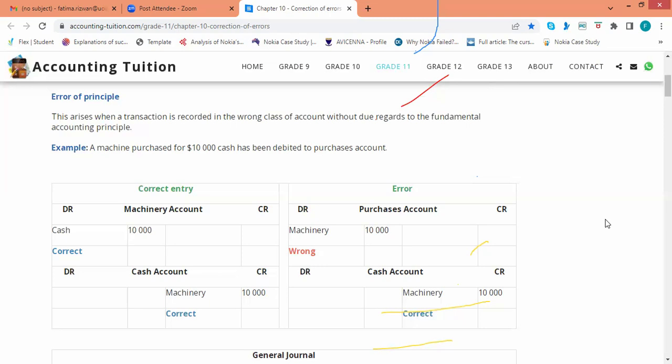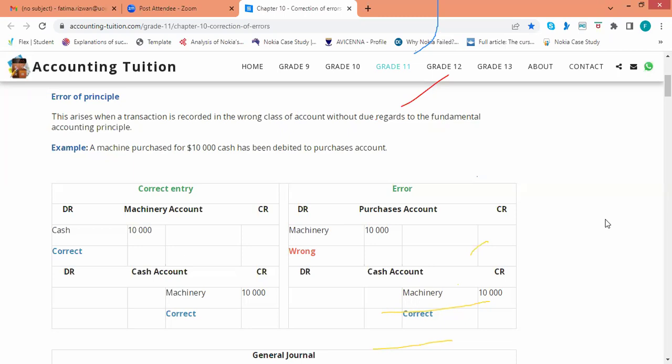So the amount that was supposed to be debited is correct, but you have written the wrong class. For example, over here it's written a machine purchased for 10,000 cash has been debited to purchases account, right? So the machine was an asset and it had to be debited. The correct entry was machine debit and cash credit, right?